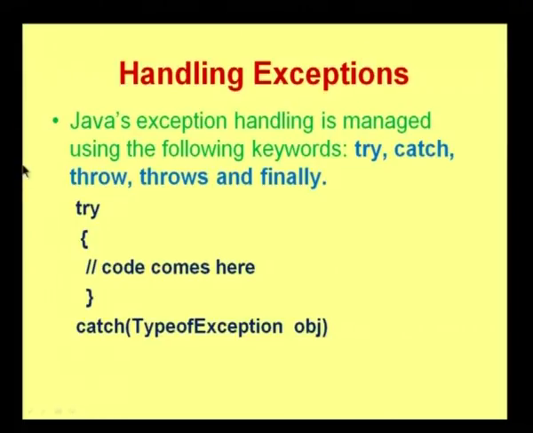So, we will have a look at what try is. There is a block called the try block. Inside this try block we will have a set of statements, that is the code, and after that we will have a catch statement. Under this catch statement we have a parameter, and that parameter will be of some type of exception. Then an object of that particular type of exception is caught here.